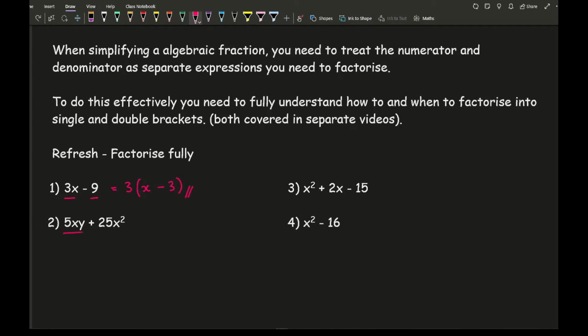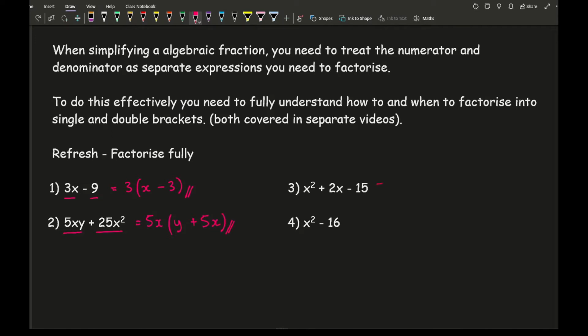Looking at question 2, well, both the terms have got numbers. And so what's the biggest? Is there a common factor between 25 and 5? Well, yes, there's 5. And what letter have they both got? X. And is that the lowest power? Yes. So I've got 5x, but I want 5xy, so I need to multiply it by a y. And I've got 5, but I want 25, so I need another 5. And I've got 1x, and I need 2 x's, so I need another x.